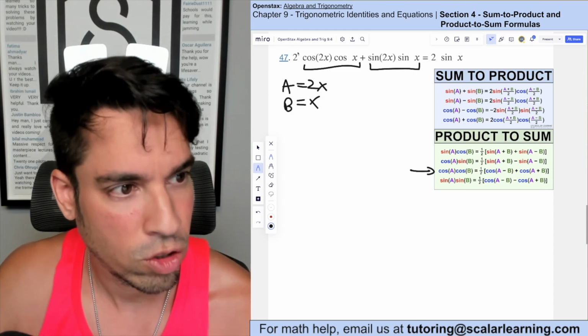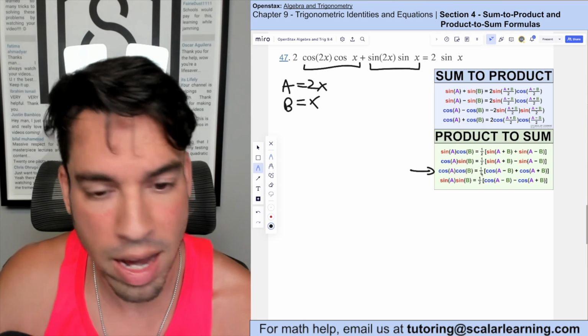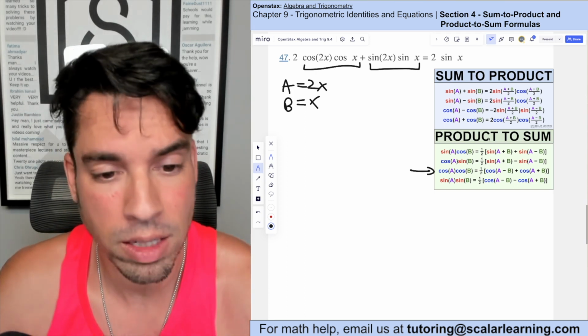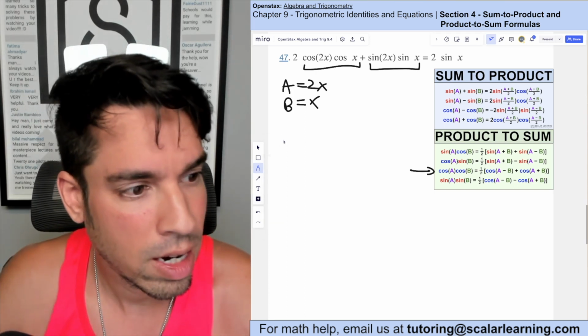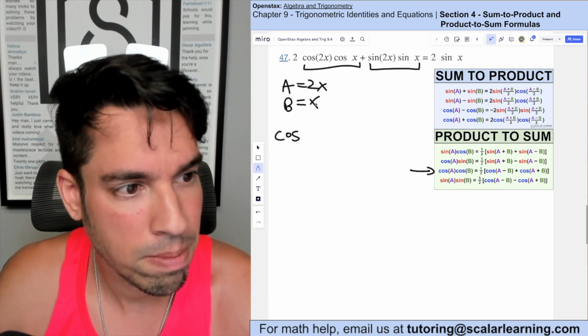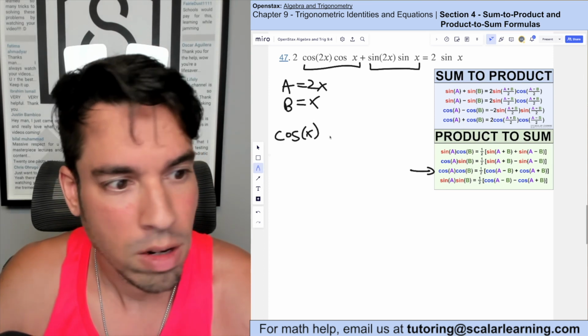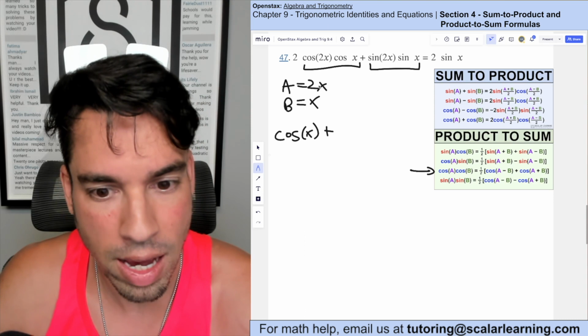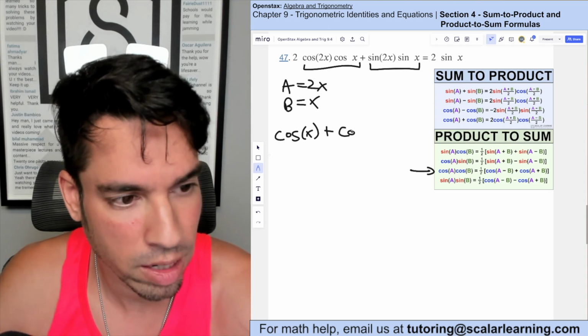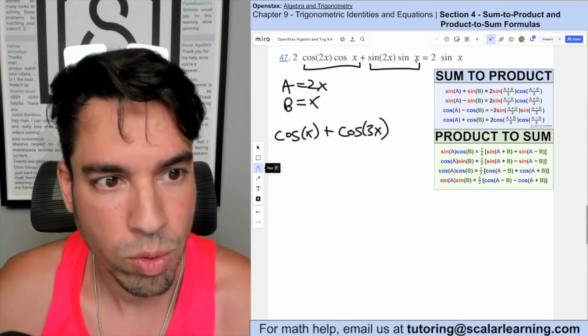So we get 2 times 1/2, so those are going to cancel out. I'm not even going to write it, 2 times 1/2 is 1. And then I got cosine of A minus B, which is just x, plus cosine of A plus B, which is 3x. Then for the second part, I got sine of 2x, sine of x.